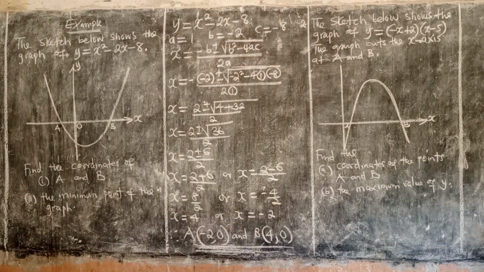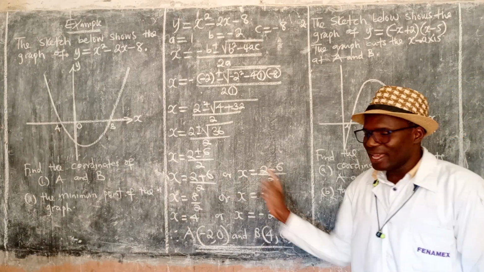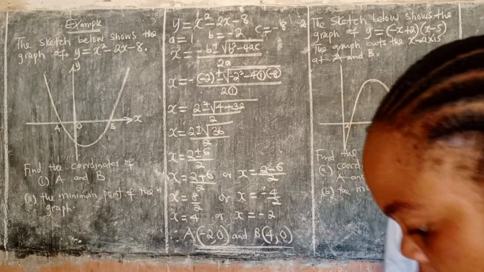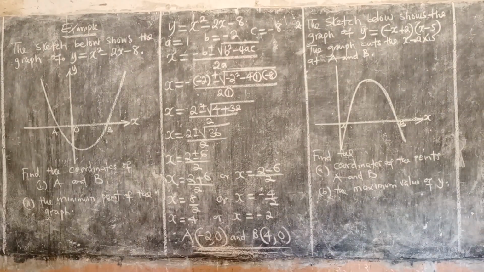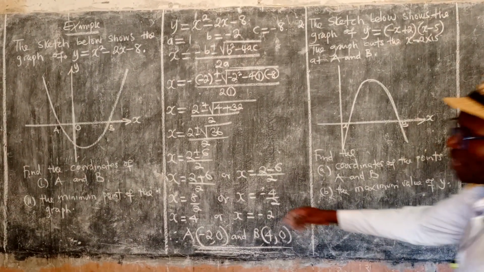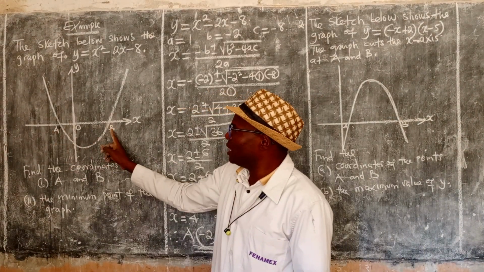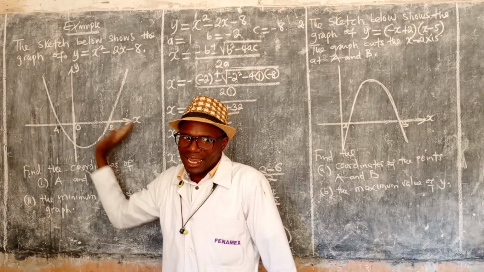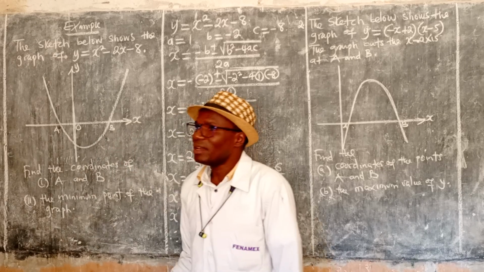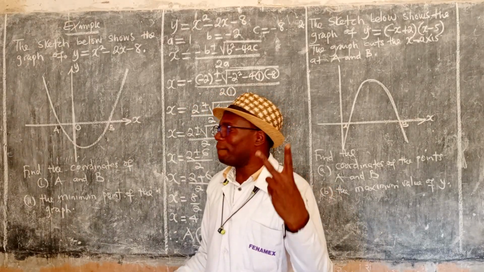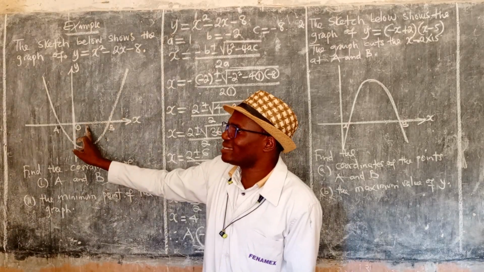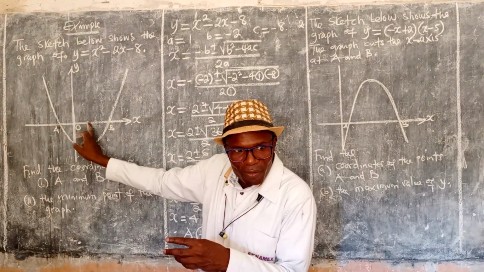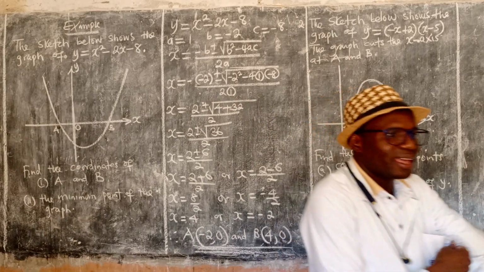It's a question that can appear in the exam. You just have to identify which one is which. If you check, at A the x value is negative, so any negative number must be A, and this one is positive. Sometimes you find both positive numbers. So when you find both positive numbers, you see the one which is less.